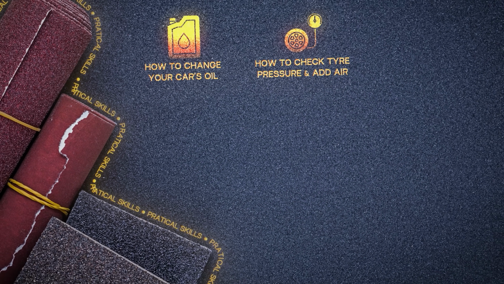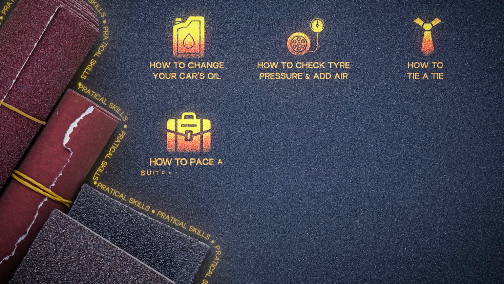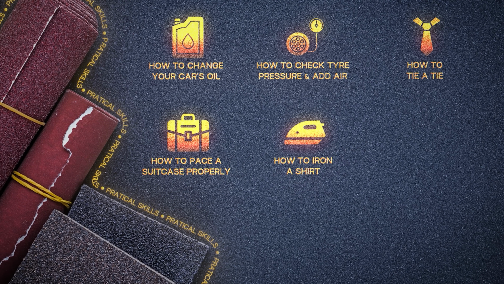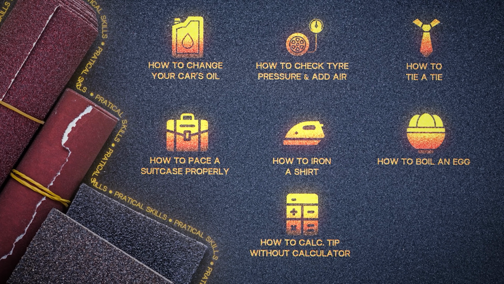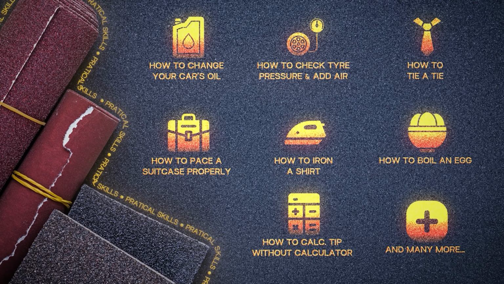Now this list will sound a bit funny, but here are some examples. How to change your car's oil, how to check tire pressure and add air, how to tie a tie, how to pack a suitcase properly, how to iron a shirt, how to boil an egg, how to calculate tip without a calculator, and there are a bunch of others as well.